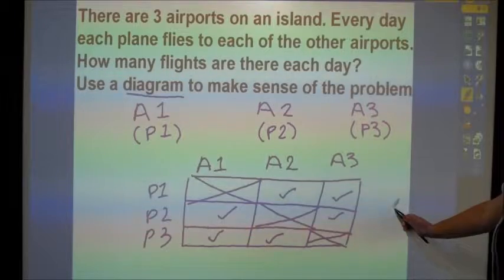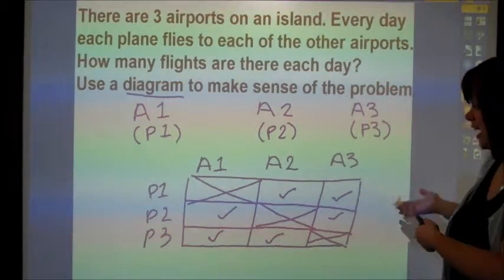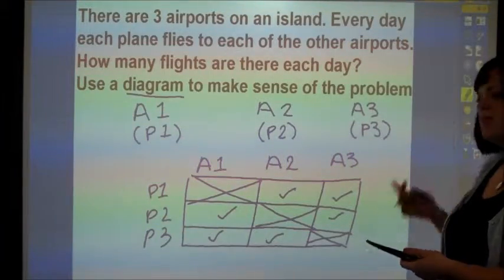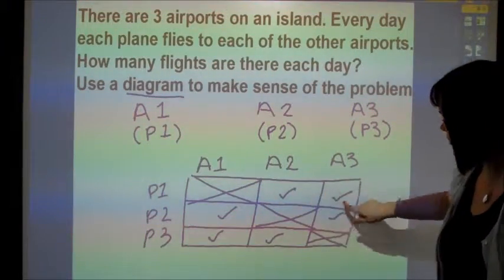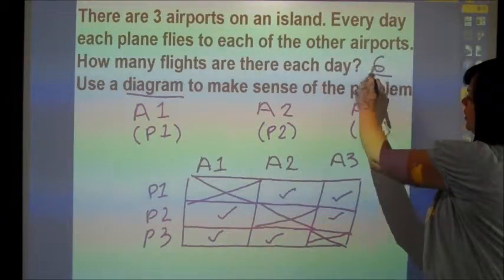That's my diagram. The question is, how many flights are there on each day? So now all I have to do is count up the ticks. So there's your mathematical bit. It's not really very tricky. You go 1, 2, 3, 4, 5, 6. So the answer is 6. There's 6 flights every day.